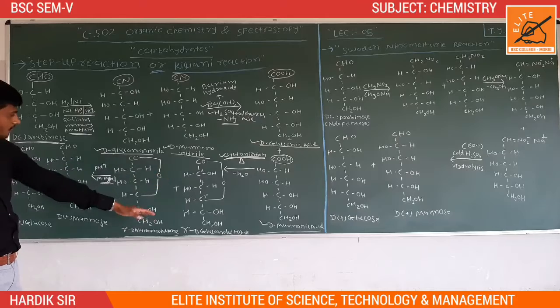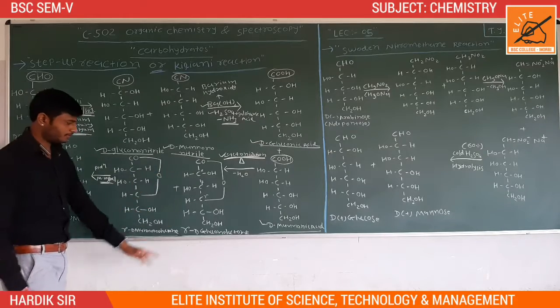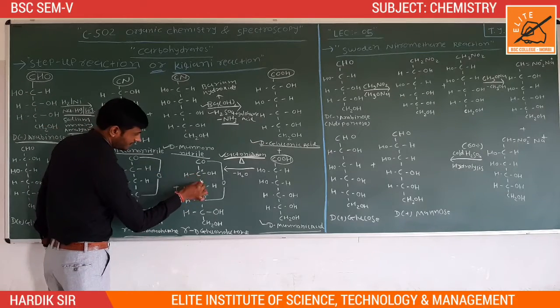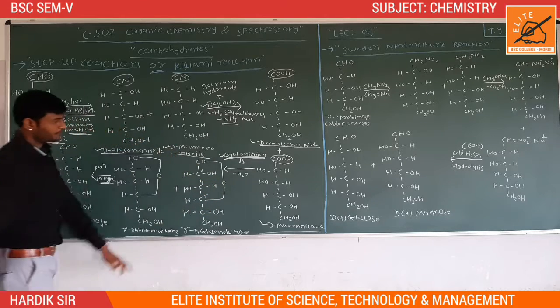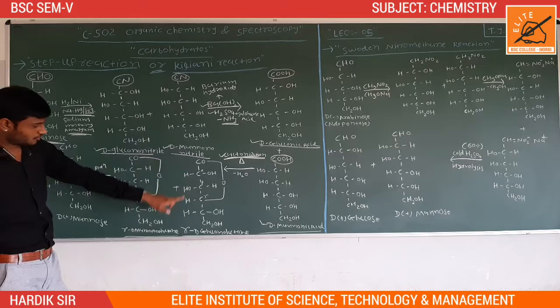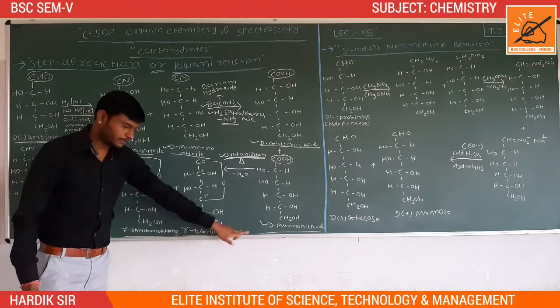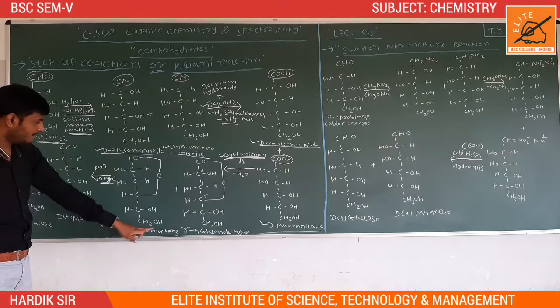This is the gamma-D-gluconolactone. This is the gamma-D-mannonolactone. This is the alpha carbon, beta carbon, and gamma carbon. The oxygen is combined with our carbonyl group. So this is called gamma-D-gluconolactone, and this is the gamma-D-mannonolactone.